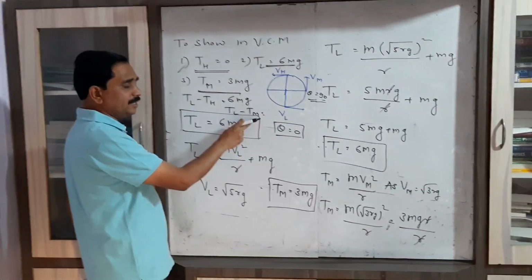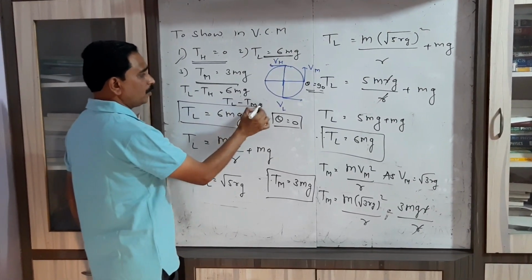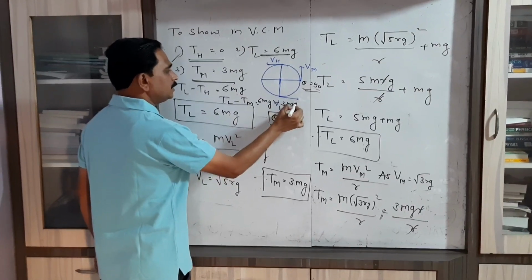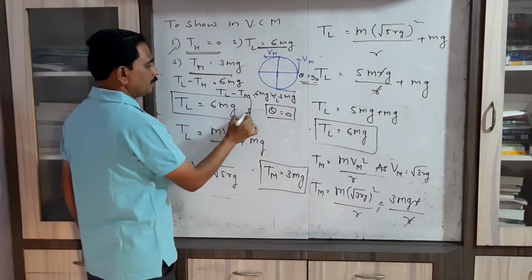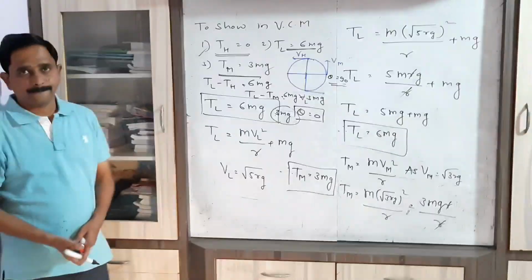And the difference in tension at the lowest and middle position, that is equal to what? 6mg minus 3mg. That is equal to a difference in tension of simply 3 times the weight.